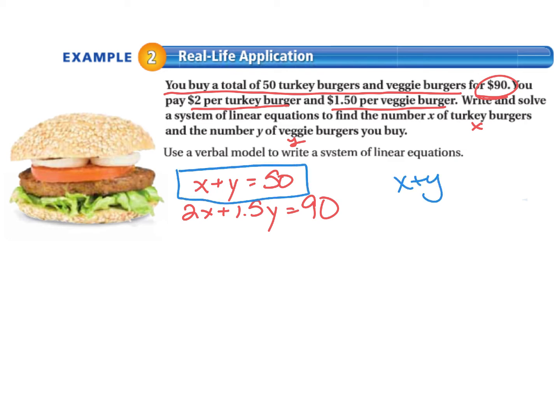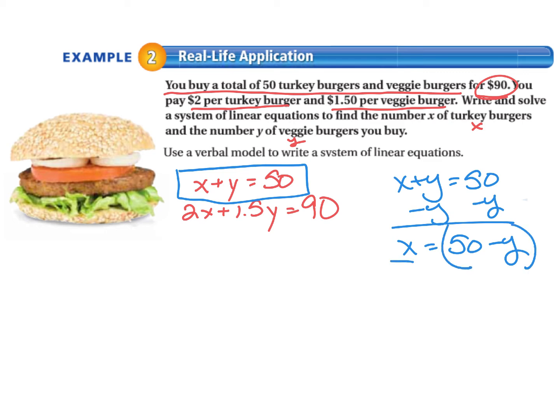x plus y equals 50. And I'm just going to solve for x. I'm going to subtract y. So x equals 50 minus y. Now I have it solved for x. So this is my expression that I'm going to plug in for this x. So 2 times 50 minus y plus $1.50y equals 90.